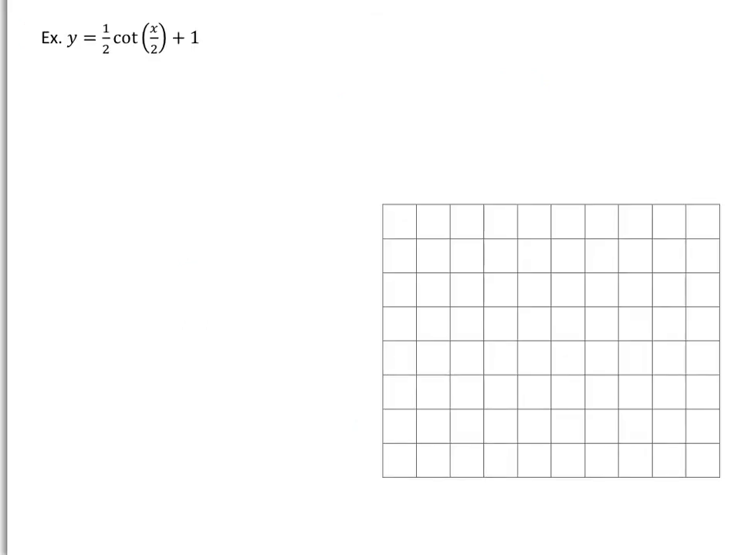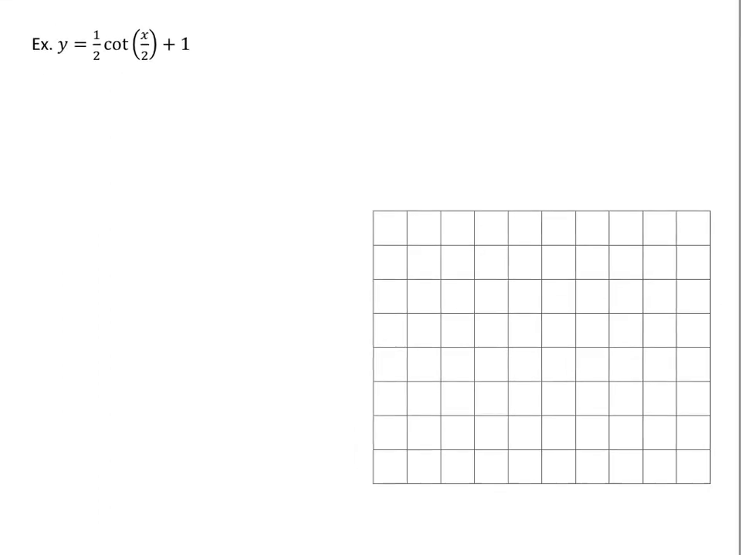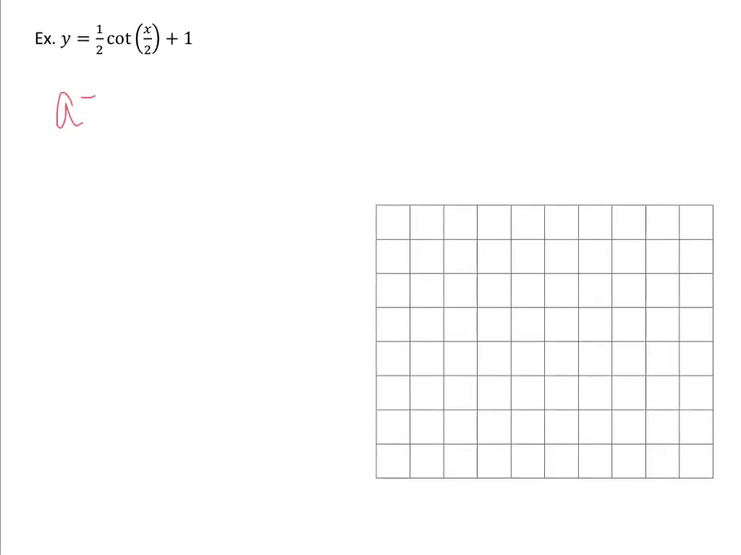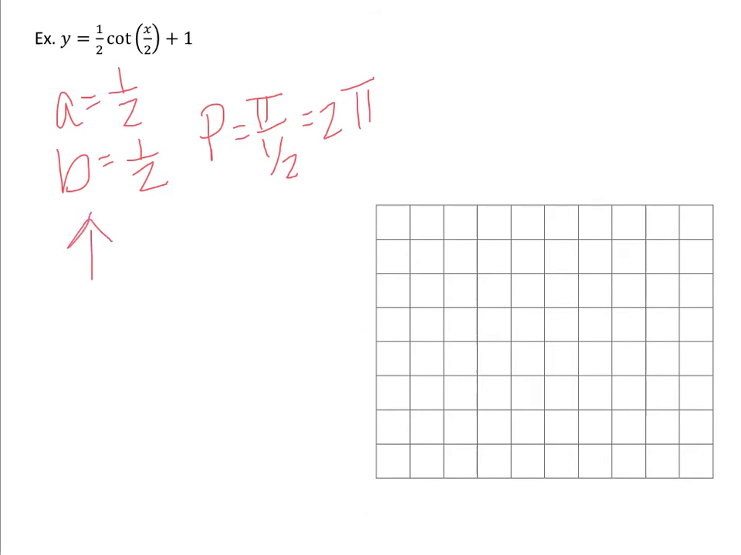Okay, let's graph a cotangent. Same story. A is 1/2, so my up and down is going to be 1/2. B is 1/2, which means P is pi divided by 1/2, which is going to be 2 pi. And I need to move everything up 1.